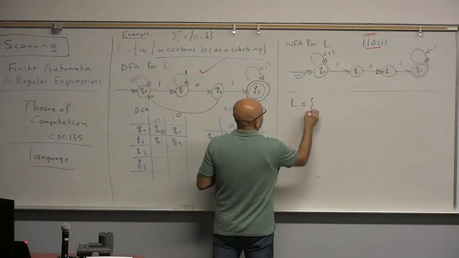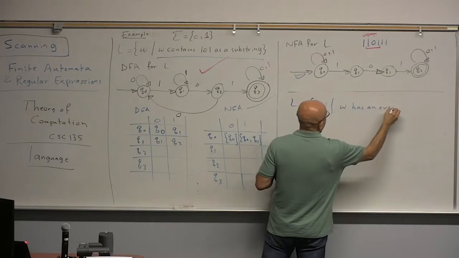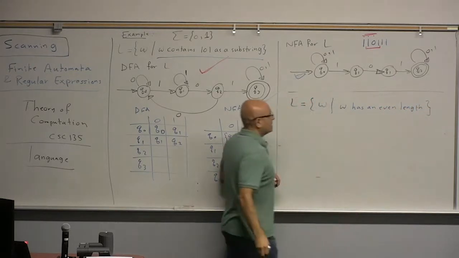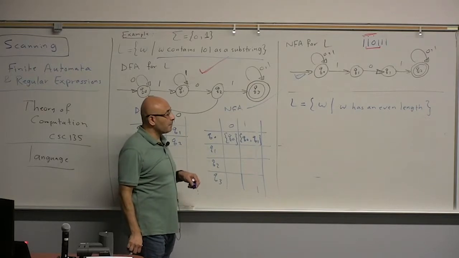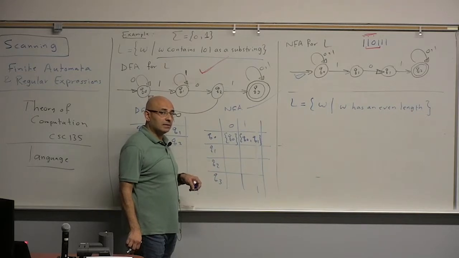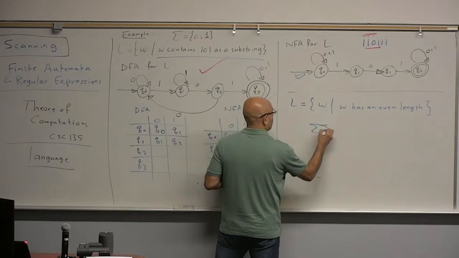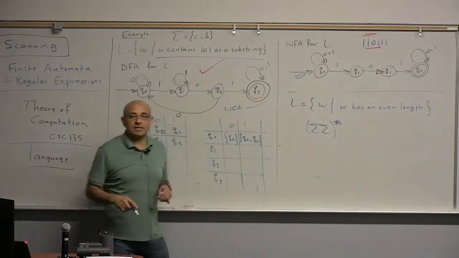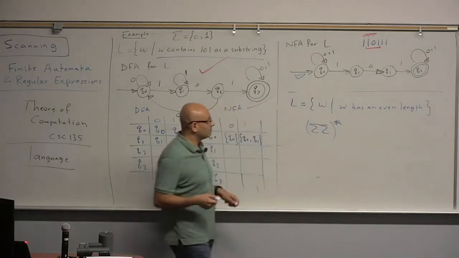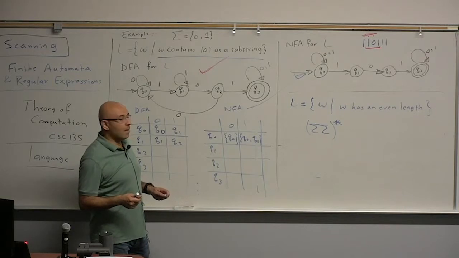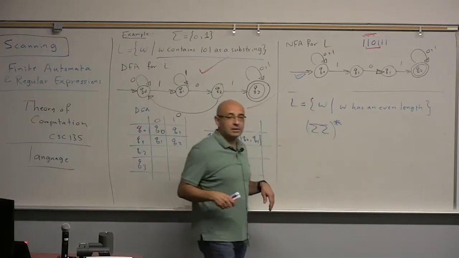For example, L equals the set of strings W such that W has an even length. So the set of strings that have an even length. So how would you write it? Either sigma twice star. Yes, you have to have two sigmas, and star means repeat this as many times as you want. Star is 0 or more, so 0 is considered an even number. Right? So how about odd?